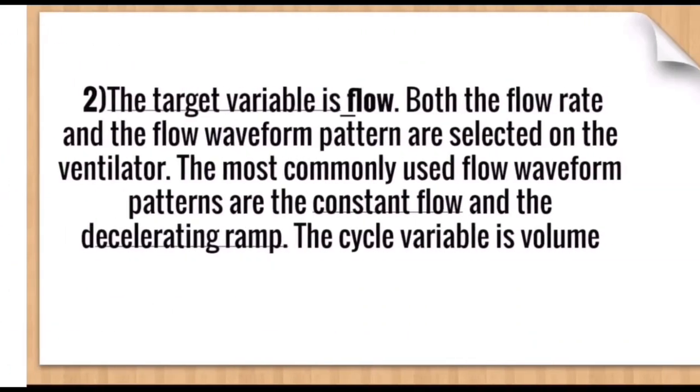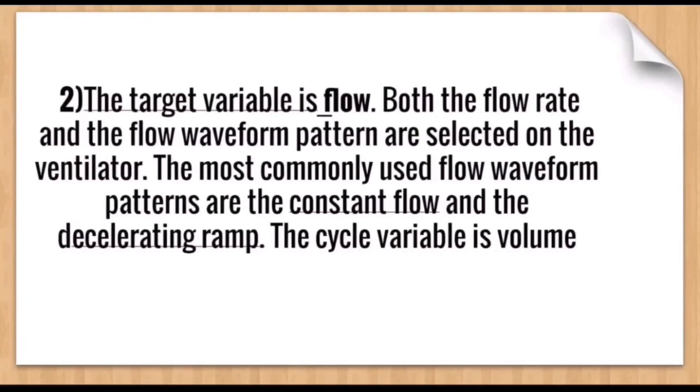Okay. Now, second thing, the target variable. Here, the target variable in volume control ventilation is flow. Both the flow rate and the flow wave pattern are selected on the ventilator. The most commonly used flow wave patterns are constant and decelerating wave pattern. So you can have two options. Either you can select the decelerating or you can select the constant wave pattern, which is also known as the rectangular or square wave pattern. So in volume control ventilation, target is flow.